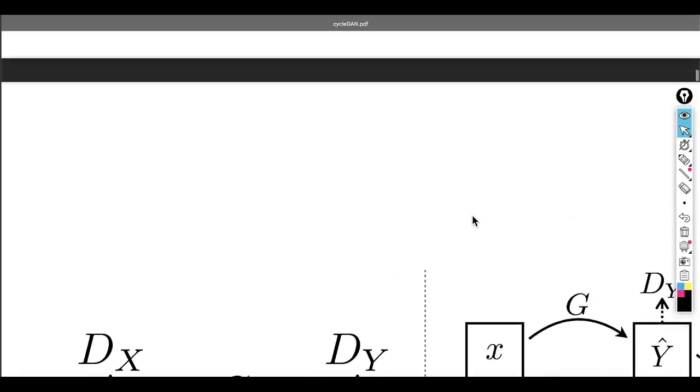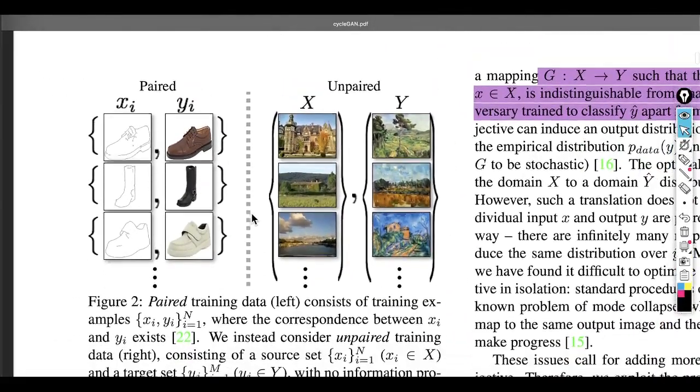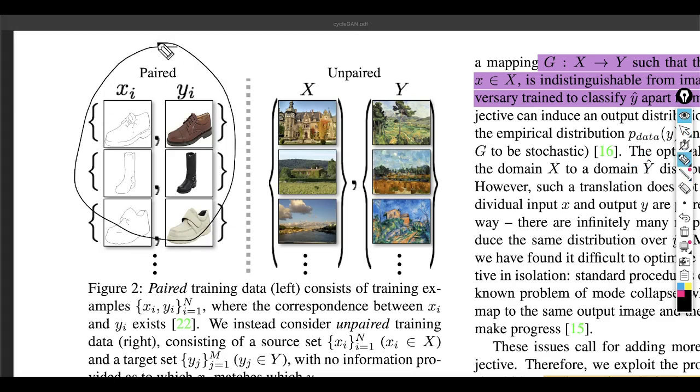Now going to this research paper, here we have a figure 2. Take a look at the left hand side picture. This left hand side picture demonstrates paired input data, whereas the right hand side image demonstrates unpaired image data. Now in CycleGAN, we make use of this unpaired image data. We can basically make use of paired data, but it is very difficult to find paired input data, and hence we make use of unpaired input data.